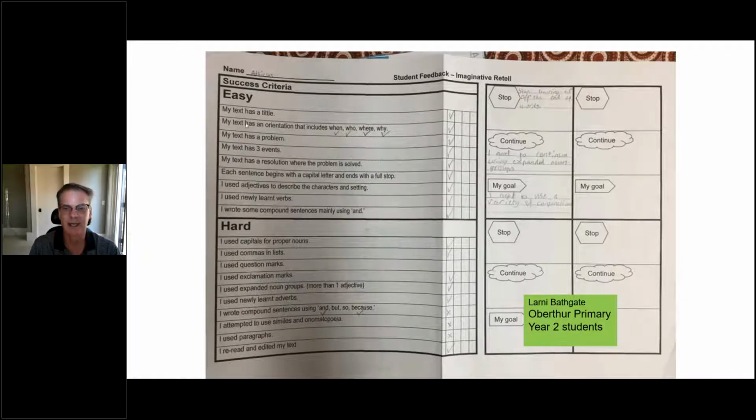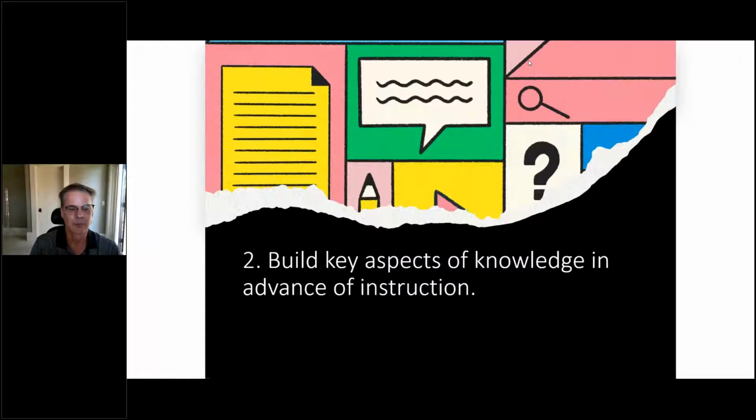The second area in the acceleration research is really about how we build key aspects of knowledge in advance of instruction. How do we provide essentially some aspects of a flipped learning environment? And say, here's background knowledge, here's vocabulary knowledge, here's stuff you need to know before we have the live lesson. And there's all kinds of ways of doing this.